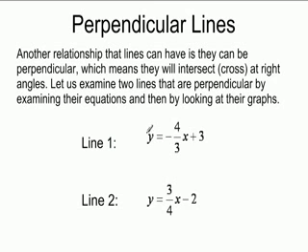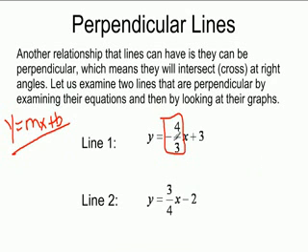So let's examine two lines below that are perpendicular by examining their equations and then looking at their graphs. So look at these equations. Line 1 is y equals negative 4 over 3x plus 3. Line 2 is y equals 3/4 x minus 2. Well, what do we notice about these lines? What do we notice about their slopes and their y-intercepts? So remember, to be in slope-intercept form, y equals mx plus b. Both of these equations are in slope-intercept form. So let's look at their slopes. This slope is negative 4 over 3, and this is a positive 3 over 4.